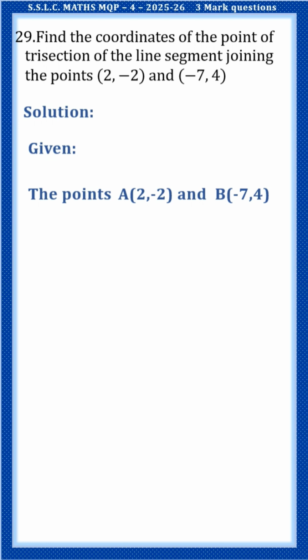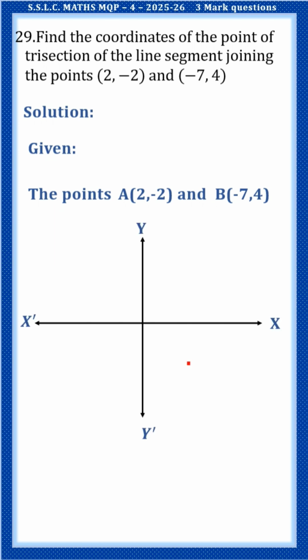Now let us try to visualize it. You need not draw the graph here. This is the x-axis and this is the y-axis. Now let A be the point. This is the point A (2, -2). This is the point B (-7, 4). This is the line joining the points.